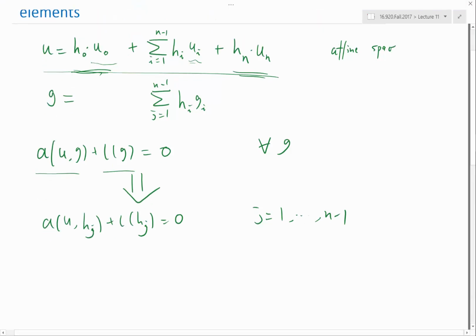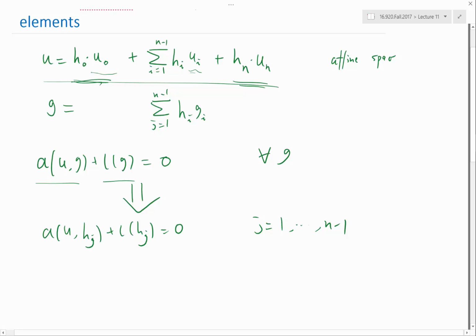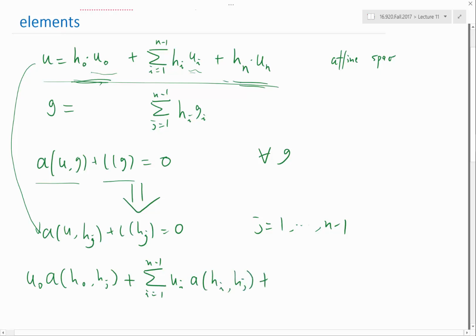Okay, so what that means is that when I substitute this u into this a, what I get is three types of terms. One type of term is the left boundary condition. I get u0, which is a known boundary condition, of a h0 hj. The second term is a summation of ui, i goes from 1 to n minus 1, the interior points, of a hi hj. The third term is the right boundary. So the bilinear form gets split into the known terms and unknown terms.